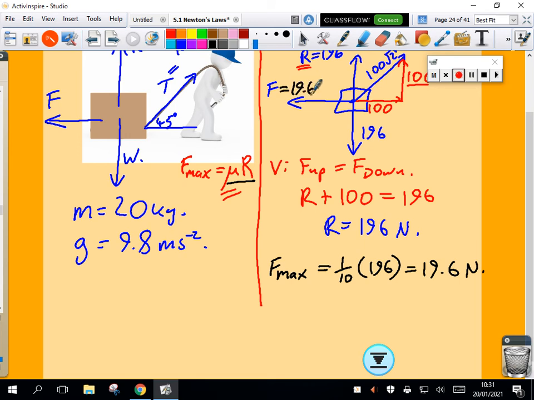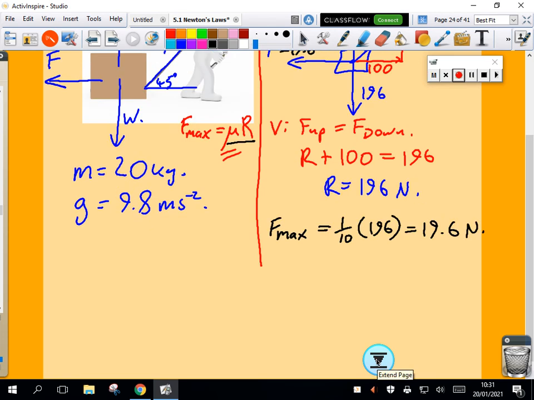One thing to think about, if this horizontal component was only 10, well, then friction wouldn't need to be 19.6, it would only go up as high as 10. But we can create 19.6 newtons of friction here.